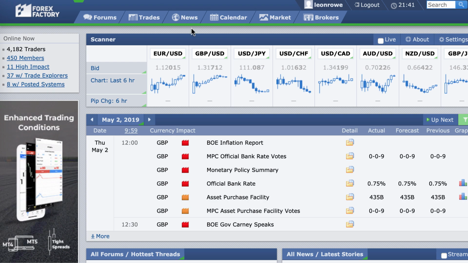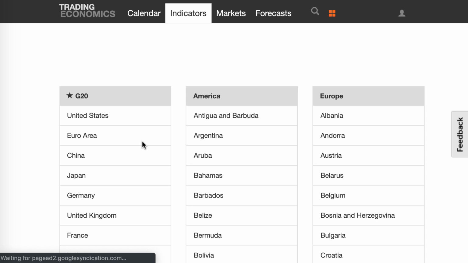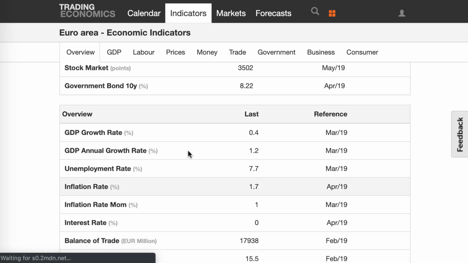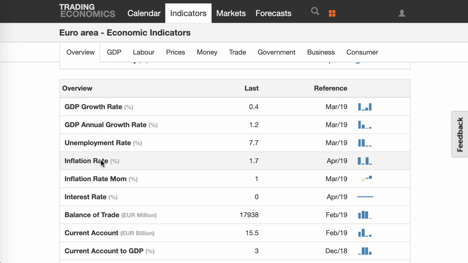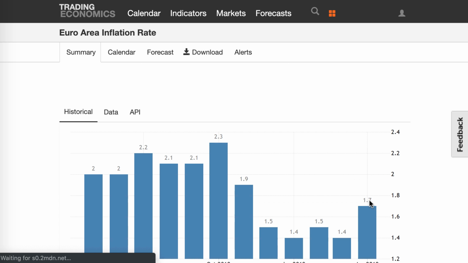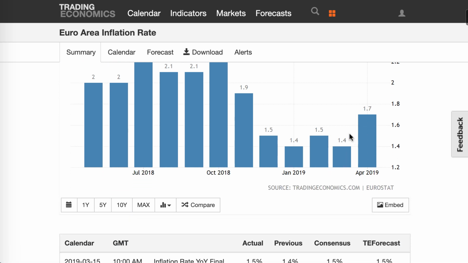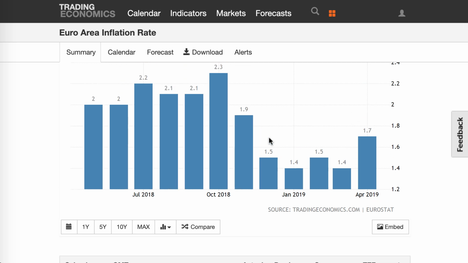Let me go to Trading Economics indicators. Euro area. Sorry about the banging if you can hear it, guys, my neighbour's doing their wall. So inflation for the euro area rose. You can really see why, and it's because the euro is cheap, or it's gone cheaper, especially against the dollar, etc.